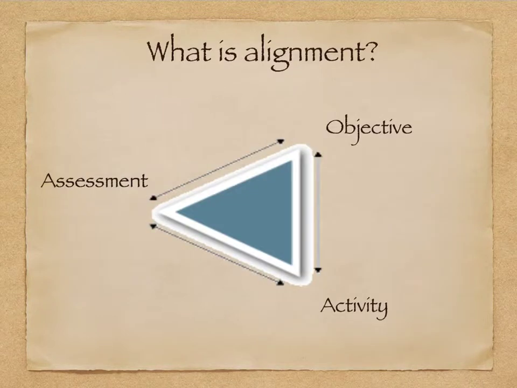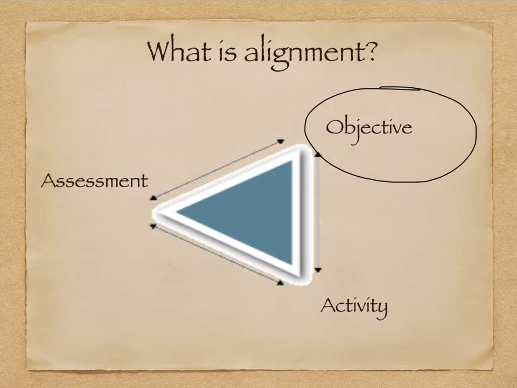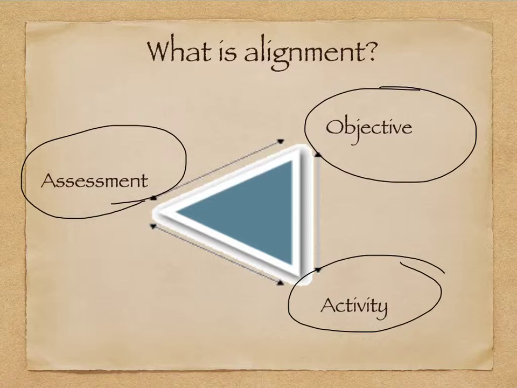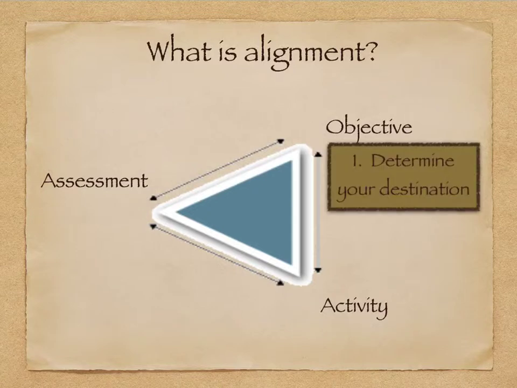What exactly is alignment? I like to use an analogy of a GPS with the objective as your destination, the assessment, what are you looking for? How will you know you've arrived? And the activity as the route that gets you to the destination. First, you need to write the objective or determine your destination. Where are you going with this unit?